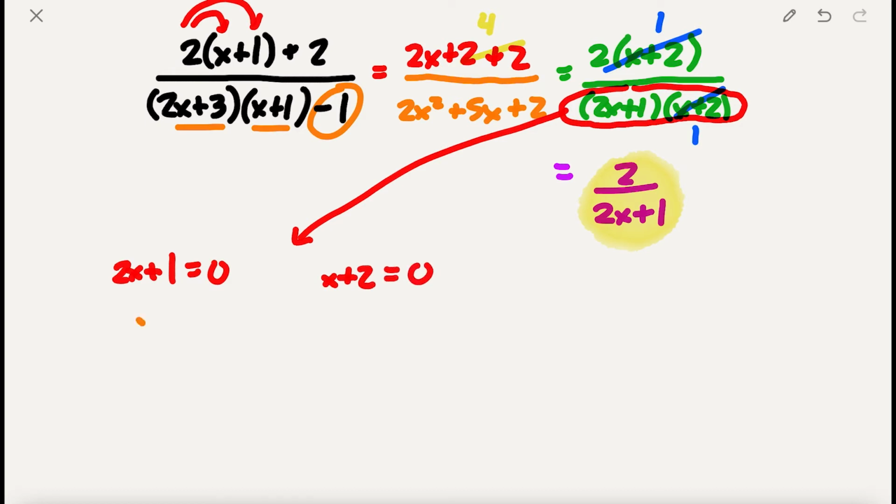So what I'm going to do is solve each of these. So x is equal to 1/2 is one of them, and x is equal to -2 is the other. So these two values are what's called excluded values because if x was equal to these, you'd be dividing by 0. Okay, so that is the full worked out answer for that problem. Okay, let's go to the next one.